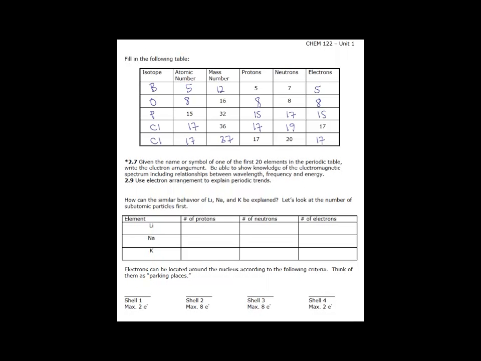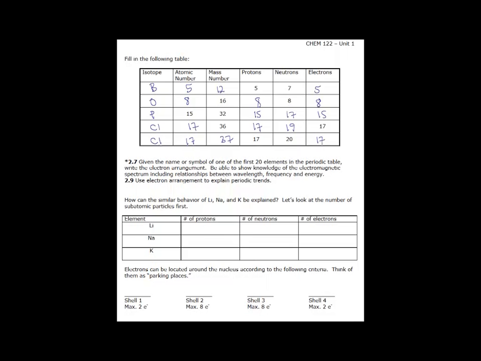Okay, so hopefully you came up with the same numbers that I did. The first isotope is boron. Atomic number is 5, mass number is 12, electrons are 5. Second isotope is oxygen. Atomic number is 8, protons are 8, electrons are 8. Third one, phosphorus. 15 protons, 17 neutrons, 15 electrons. Fourth one is chlorine. Atomic number is 17, protons are 17, neutrons are 19.